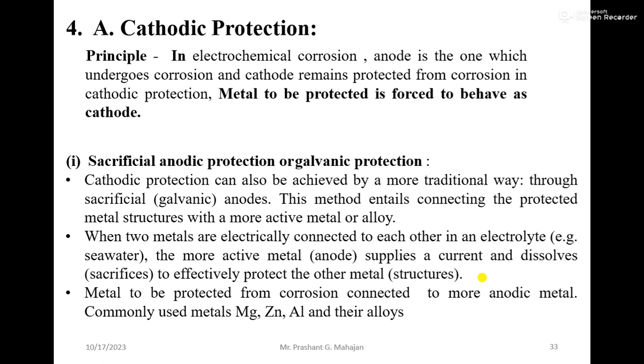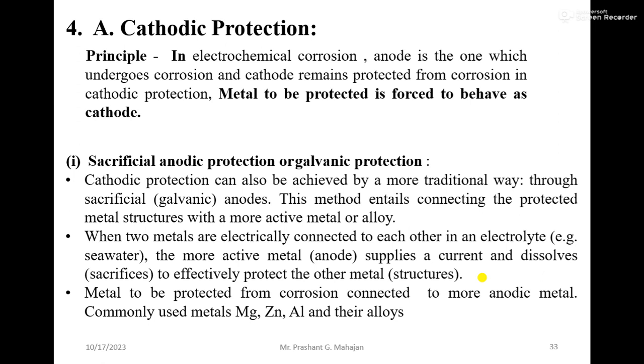Next is cathodic protection. The word itself indicates that the metal to be protected is supposed to behave as the cathode. That is called cathodic protection. There are two types of methods for cathodic protection. First is sacrificial anodic protection, or what is called galvanic protection.